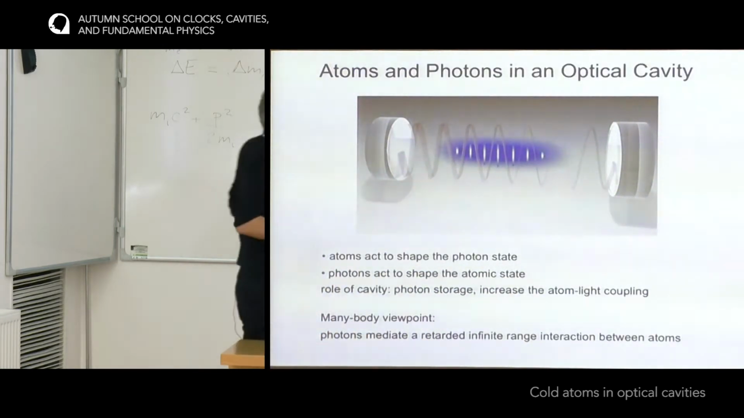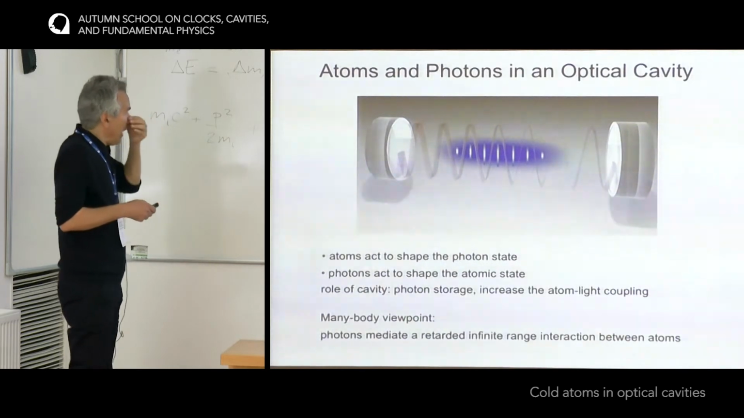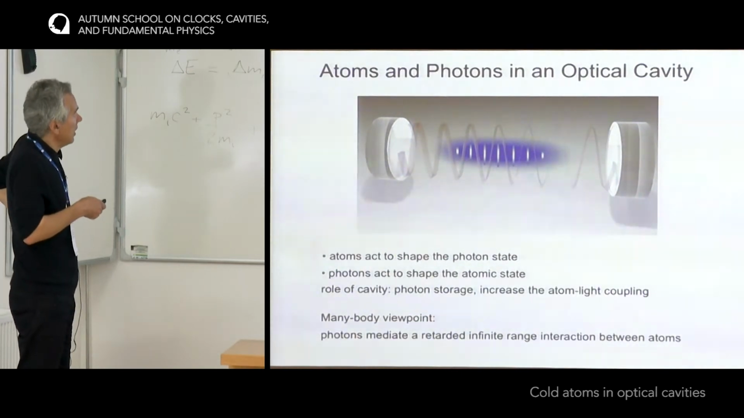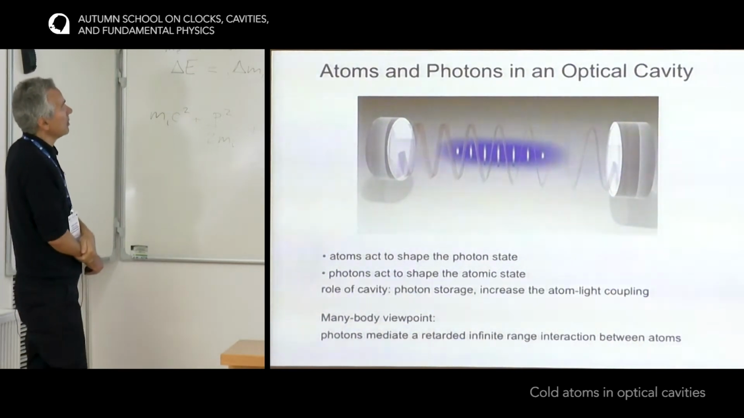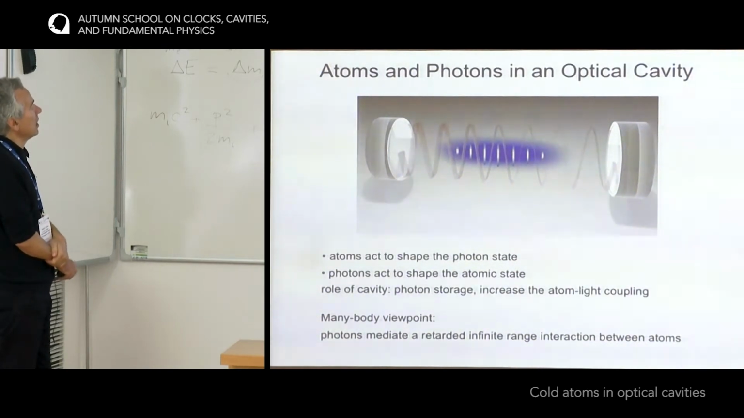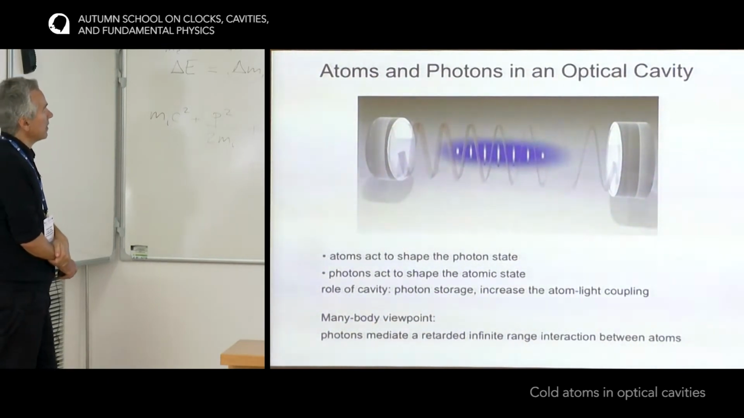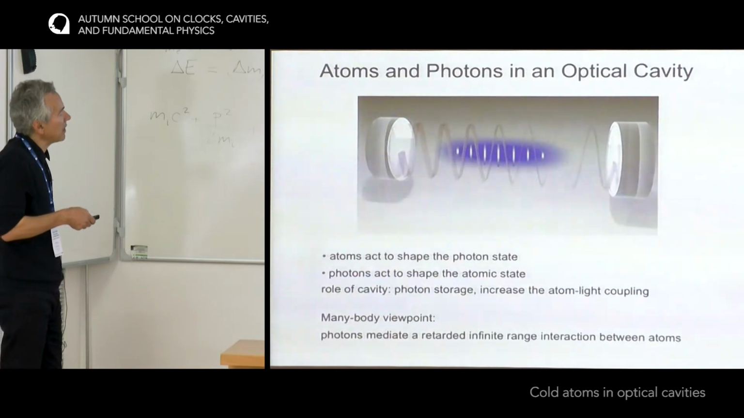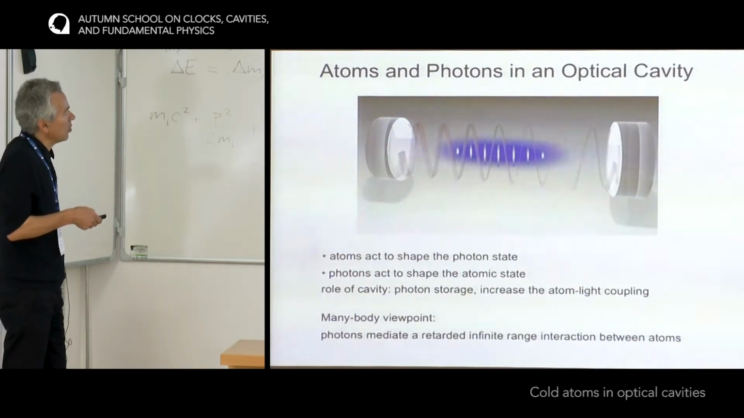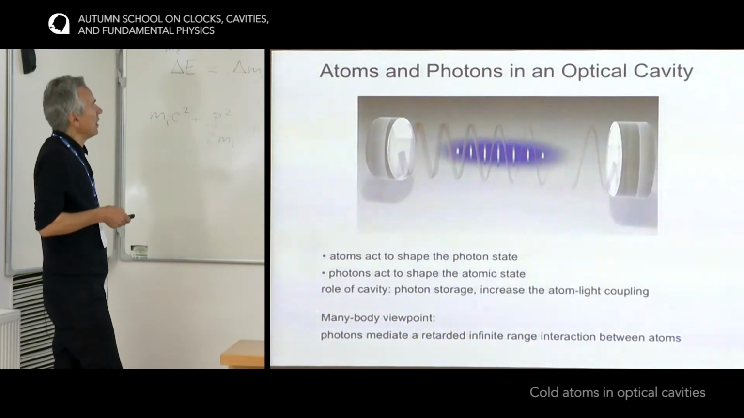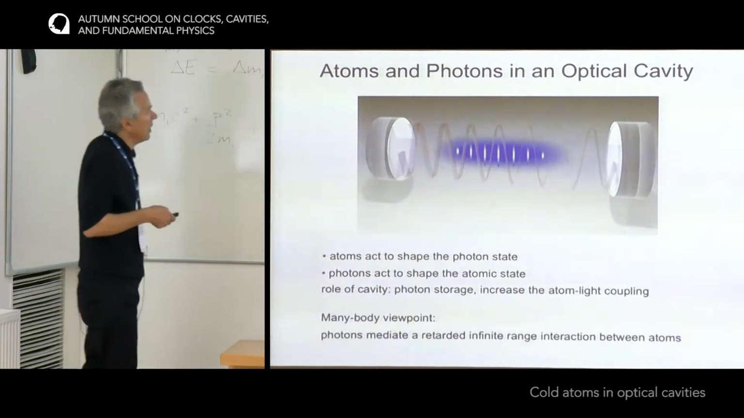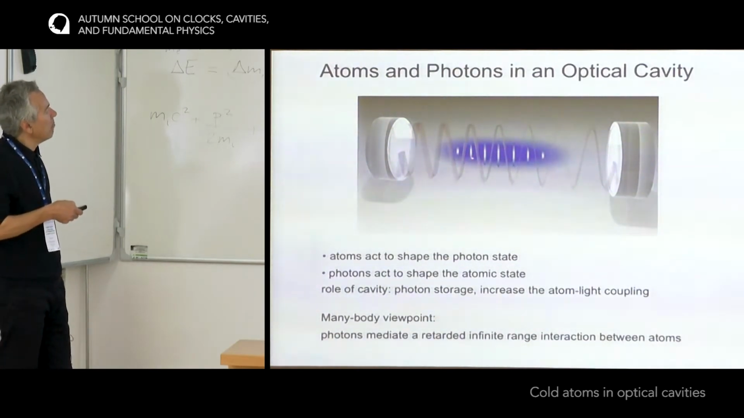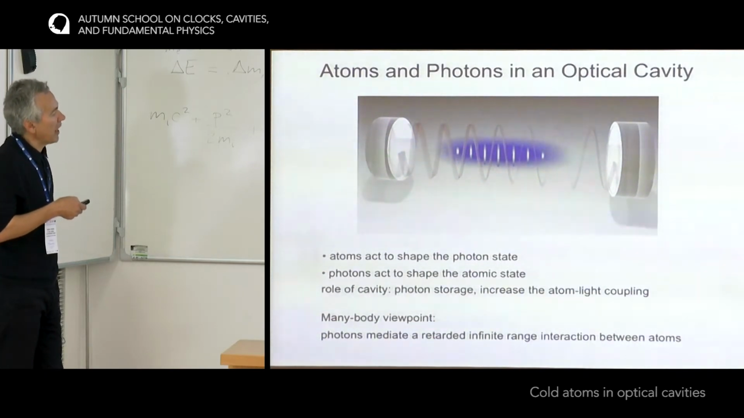Okay, so we have atoms and photons in our cavity, and the main point about having the cavity with respect to the possibility to do interesting things in the direction of many-body physics is that at the same time atoms act to shape the photon state, and the photons act back to shape the atomic state. So basically, from the many-body viewpoint, you can say that the photons being exchanged between the atoms put into the cavity mediate a retarded infinite range interaction between the atoms.